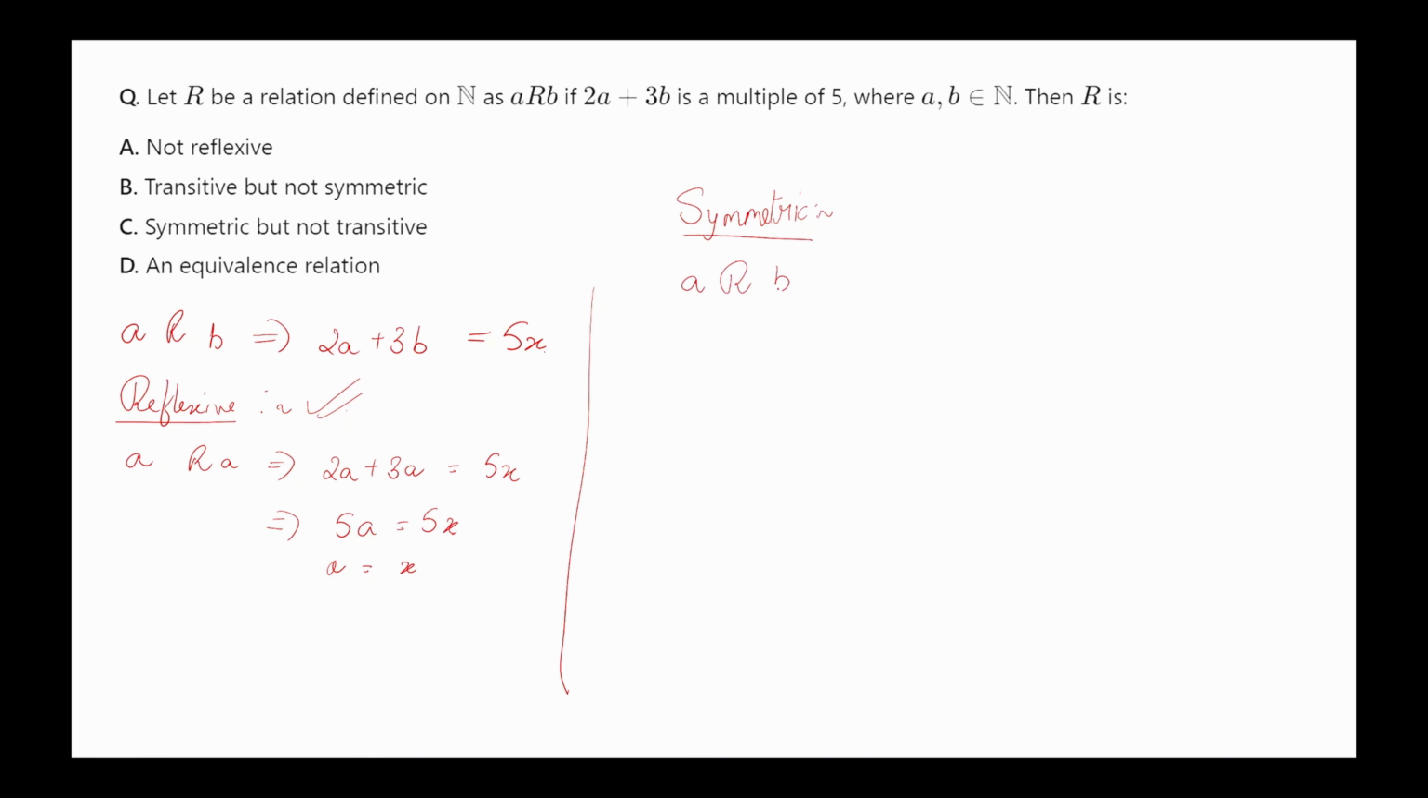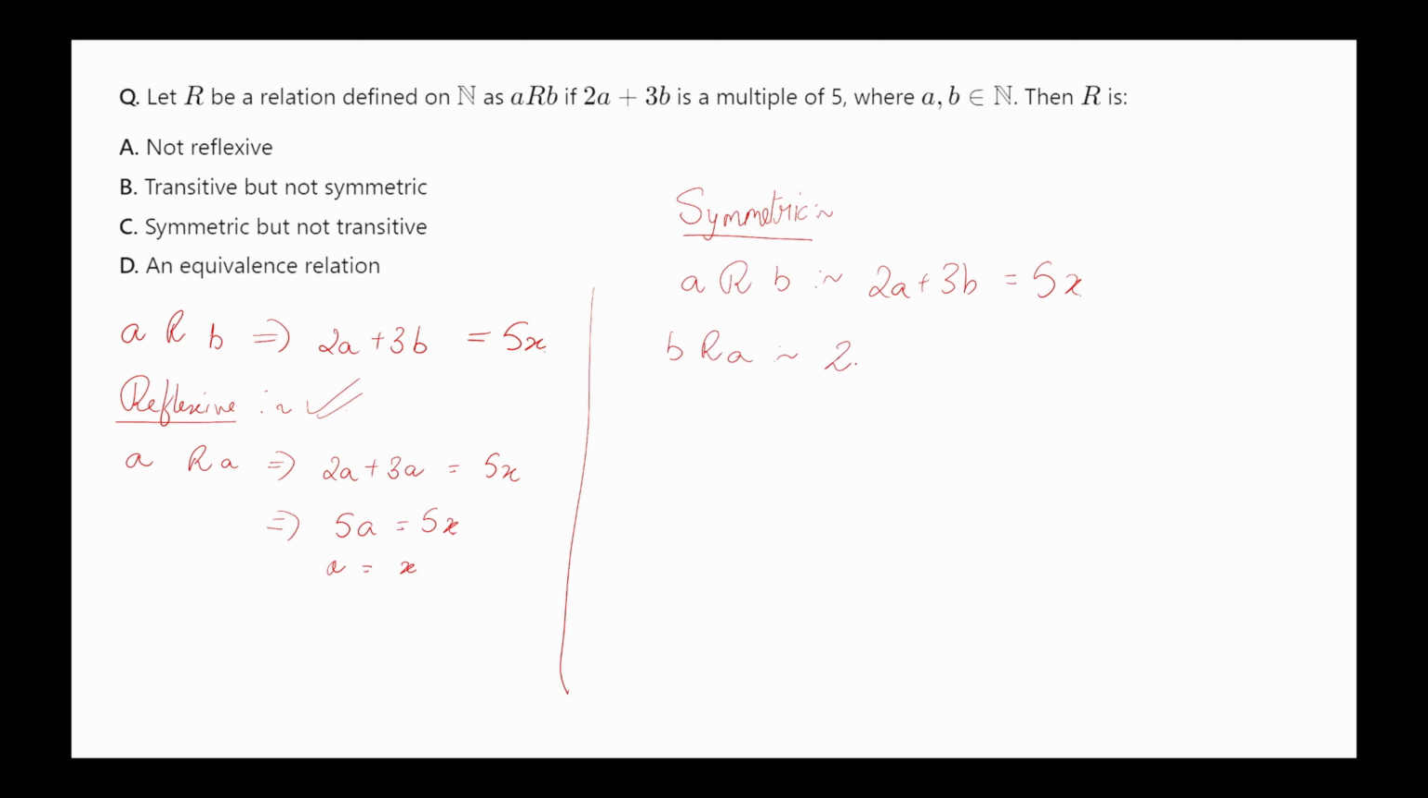If A is related to B in such a way that 2A plus 3B is equal to 5x, then B should also be related to A. 2B plus 3A should also be a multiple of 5. So now we have to prove somehow that 5x and 5y, both these are proportional or they are equal. If I am able to prove that, then I can say it is symmetric. So from here I'll try to convert this equation into this format so that I can see if it is a multiple or not. So I have 2A plus 3B is equal to 5x.